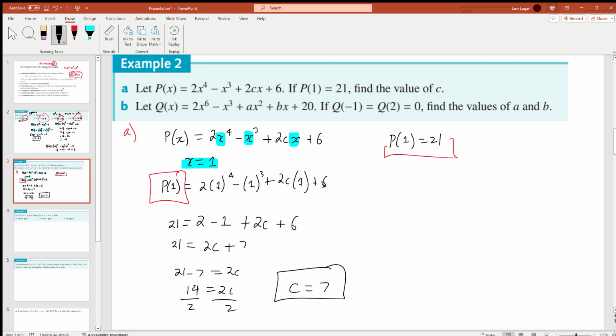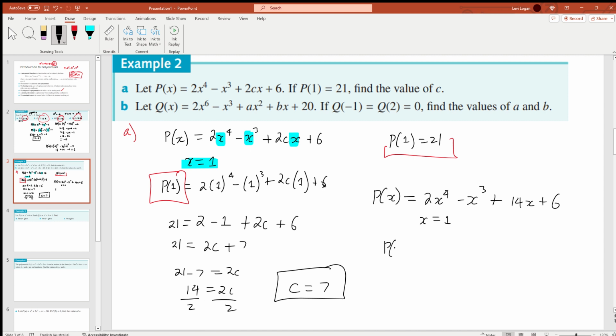And you can double check that because if you put it back in here, p of x is going to be, wherever that c was, you put that 7 now. So you get 2x to the power of 4 minus x to the power of 3 plus 2 times c, which is 14, so you have 14x plus 6. Now if you substitute x equals 1, you should get 21.